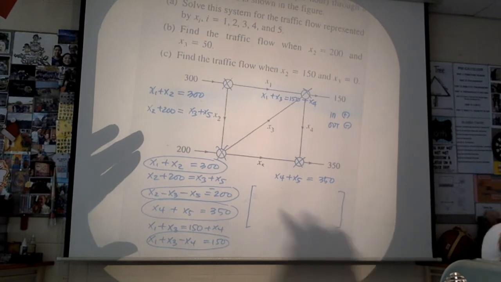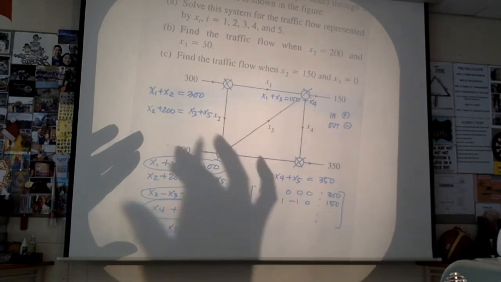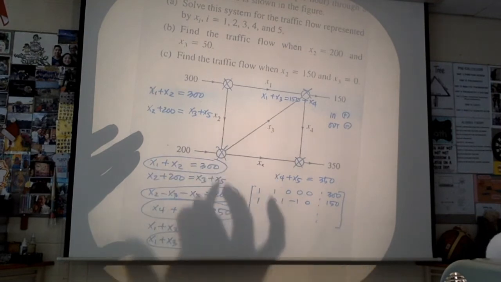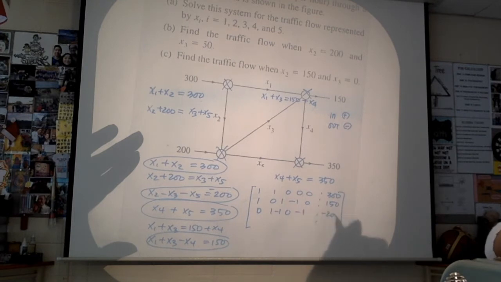Set up a matrix. So 1, 1, 0, 0, 0, and you have 300 here. You have another one, 1, 0, 1, negative 1, 0, and that's going to be 150. I'm just transferring this linear system into a matrix. 0, 1, negative 1, 0, negative 1, and that's negative 200. And I have the last one, 0, 0, 0, 1, 1, which is going to be 350.